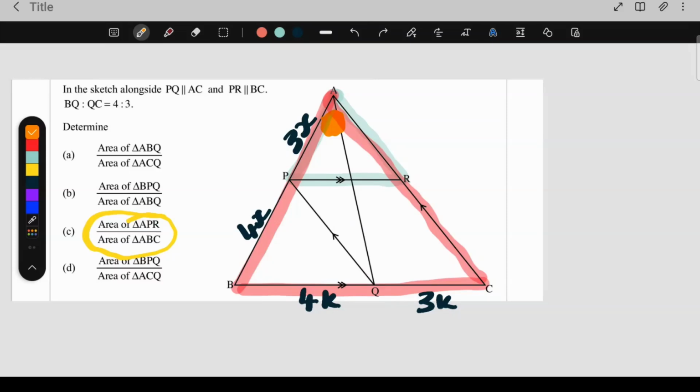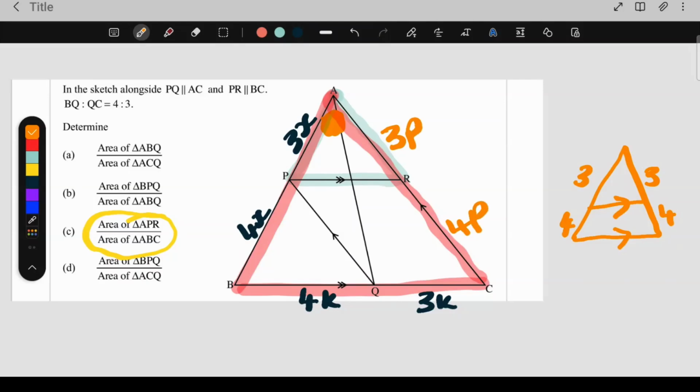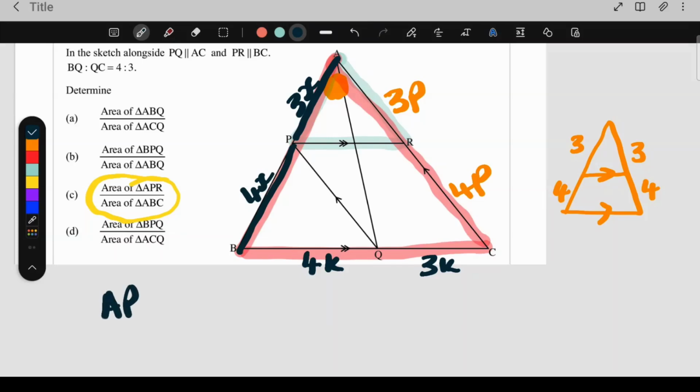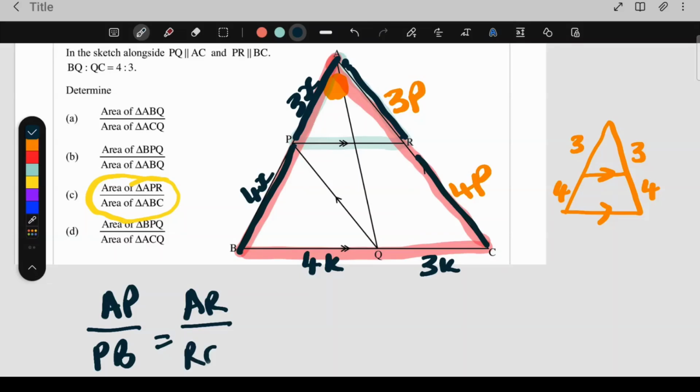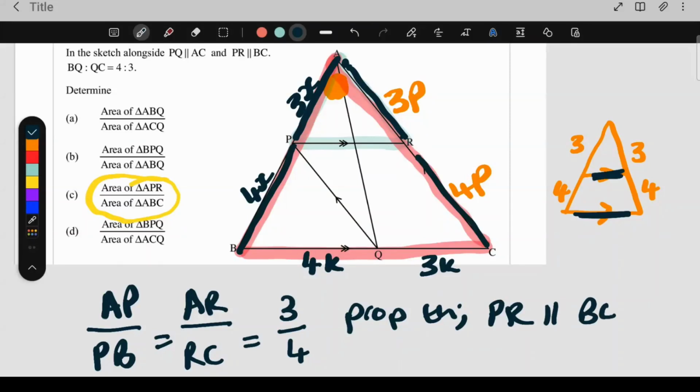Let's look for some prop theorem triangles. Do you see triangle ABC is a prop theorem triangle? Because this line is parallel to this. So if this is 3 and 4, then this is also 3 and 4. I'm going to put this in. This is 3 and 4. And I have to use a letter because I'm busy with ratios. I'll do P and P. I'm going to write AP over PB is the same as AR over RC. And we said everything is 3 over 4. And the reason is prop theorem. These two lines are parallel. So PR is parallel to BC.